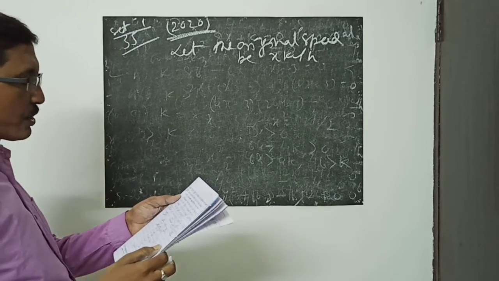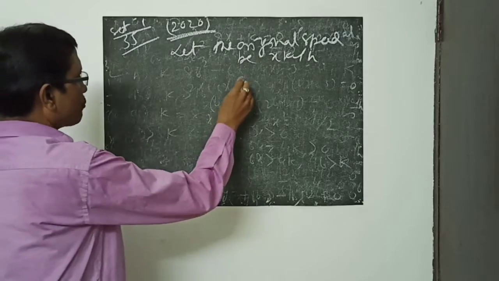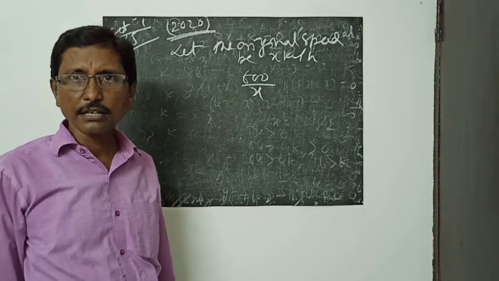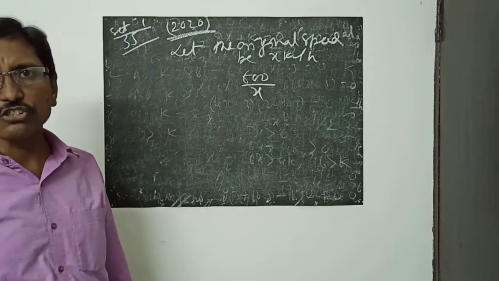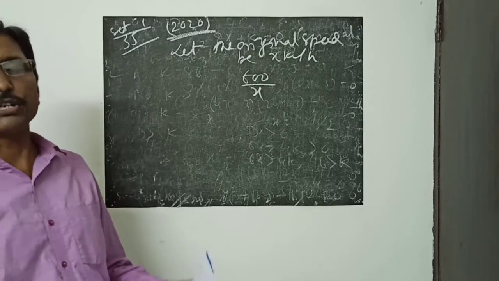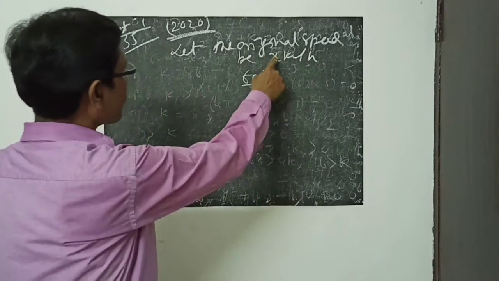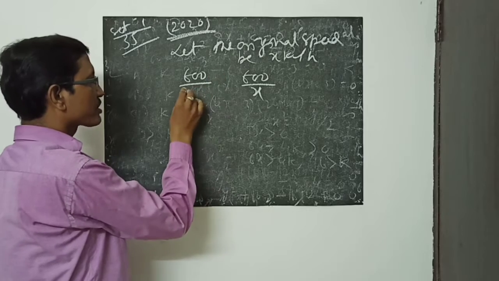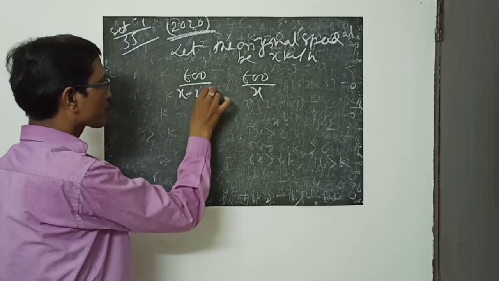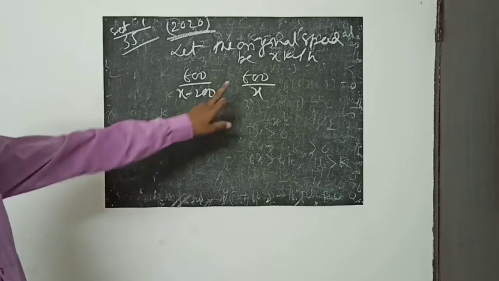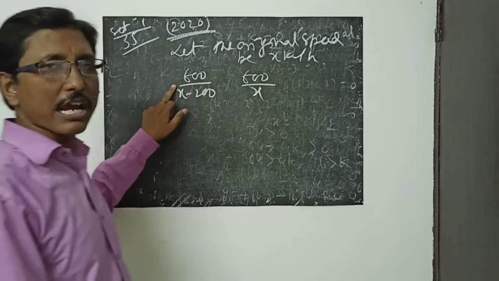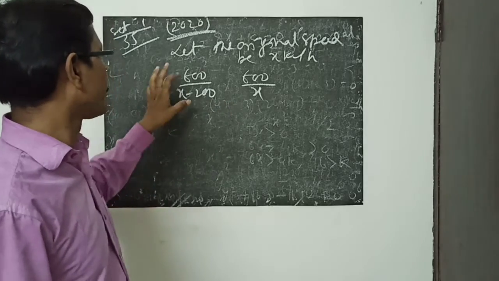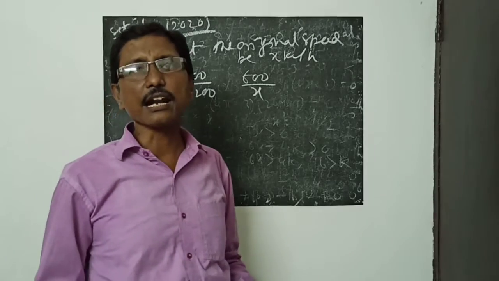So distance you are having is 600. So the time taken will be 600 by x hours. But if the speed is decreased by 200 km per hour, then the speed becomes x minus 200, and the time taken for the same distance is 600 by x minus 200. The original time is this one and the increased time is that one. Decreased speed, increased time.